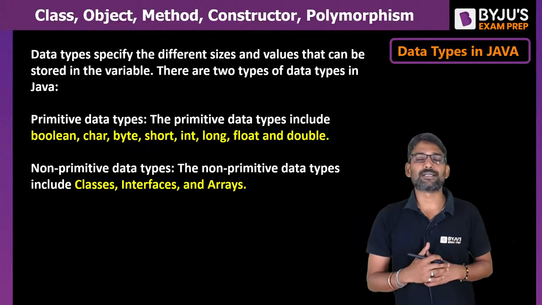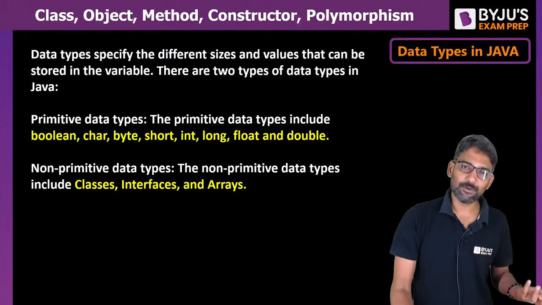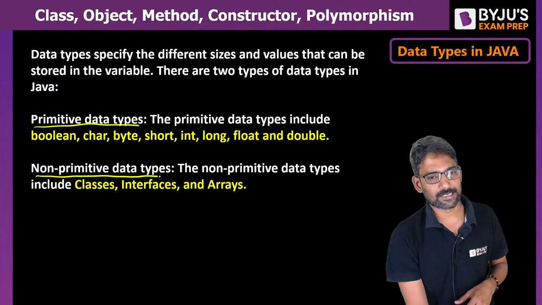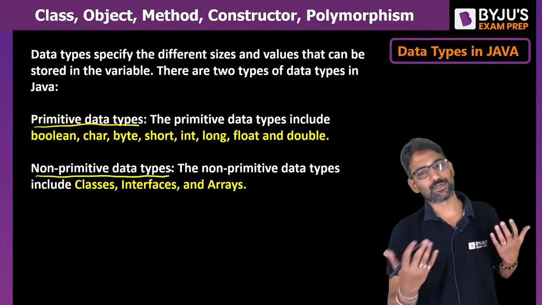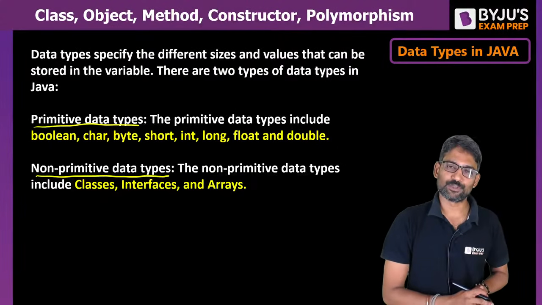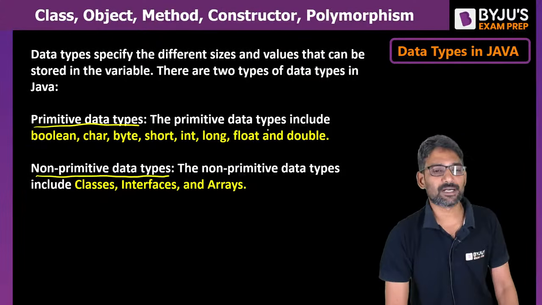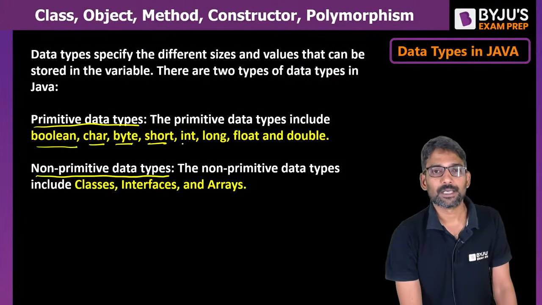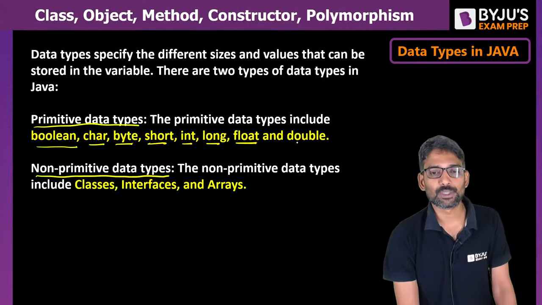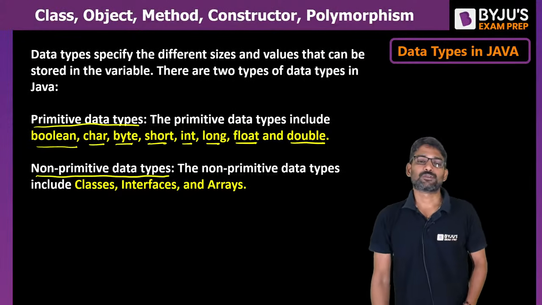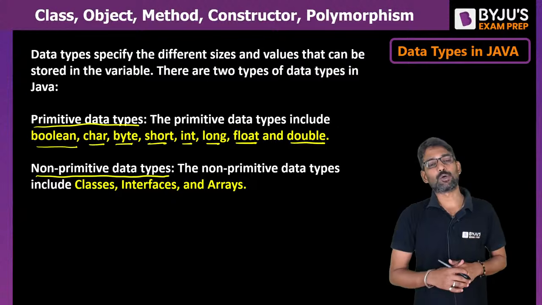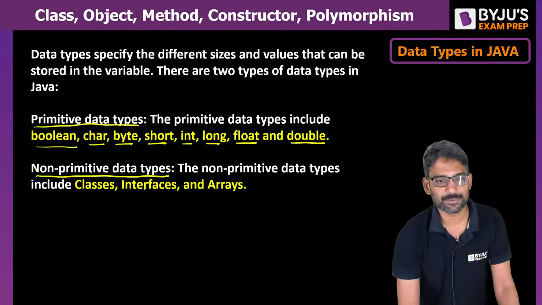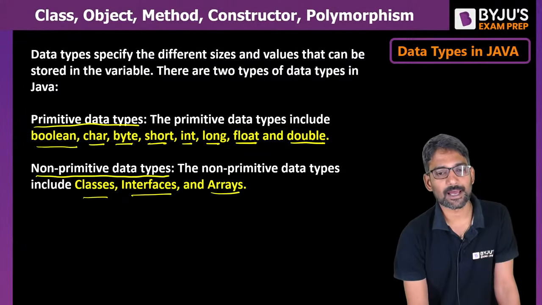And what is the data types classification? Primitive, non-primitive, which is very common, or primary, secondary, or basic, derived. You can use the same terminology, no issue. And what are primitive data types? Boolean, char, byte, short, int, long, float and double. So these 8 are called primitive data types. And what are non-primitive data types? Classes, interfaces, arrays.